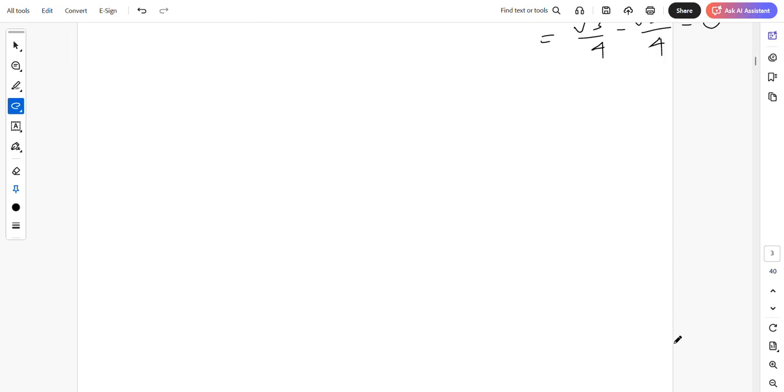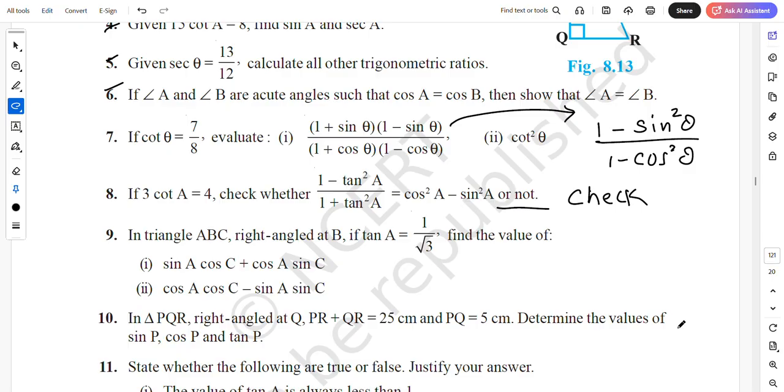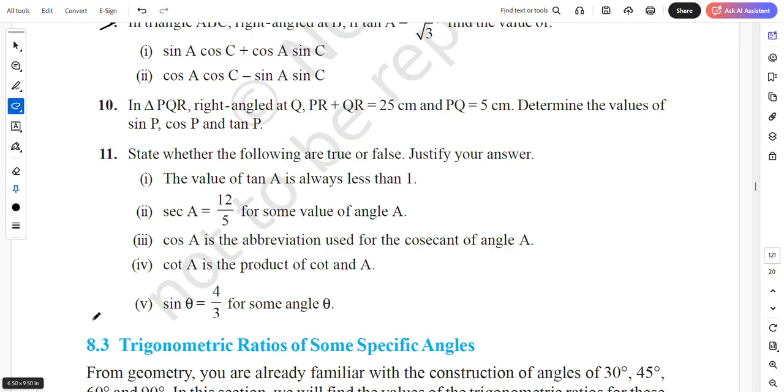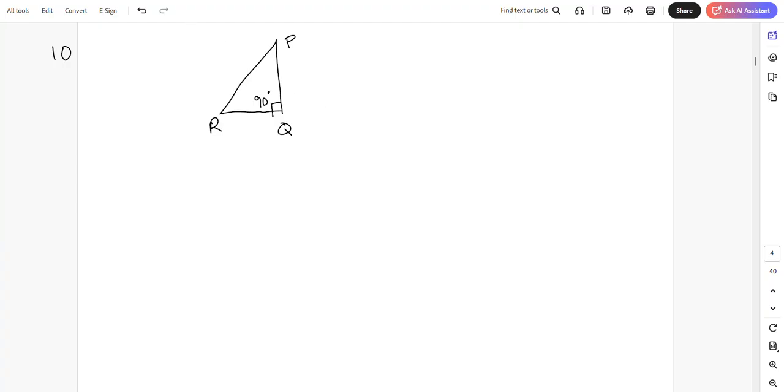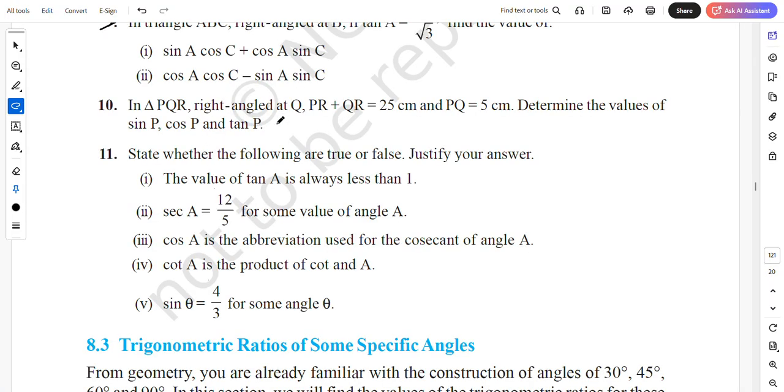Let us come to problem number 10. We have finished 7, 8, 9, and now we are doing 10. In 10, what is given: triangle PQR, right angle at Q. First write down triangle PQR, right angle at Q. This is 90 degrees.